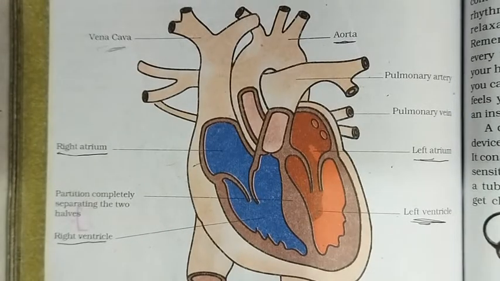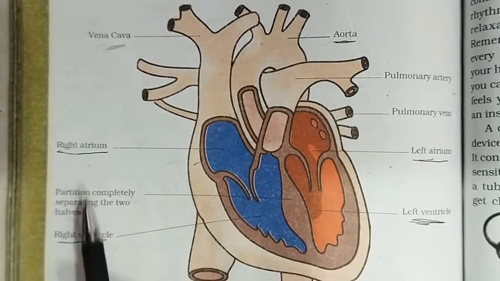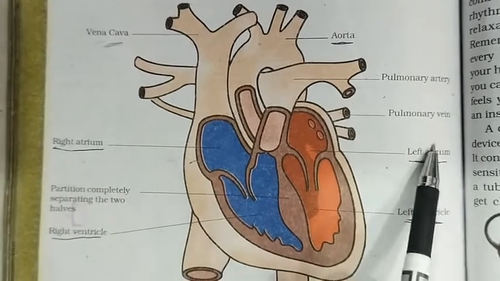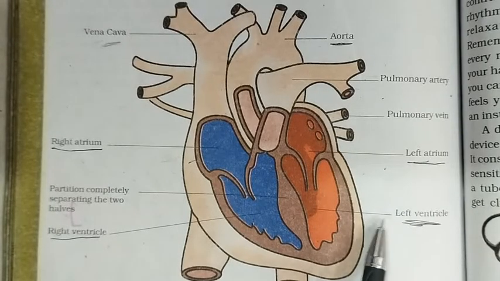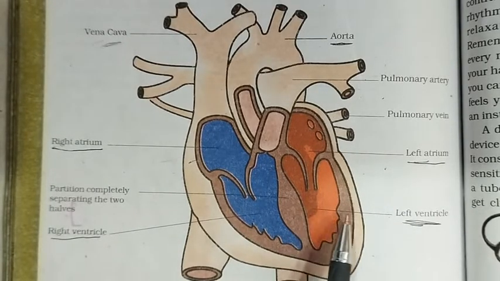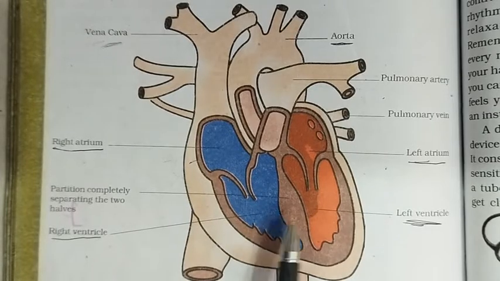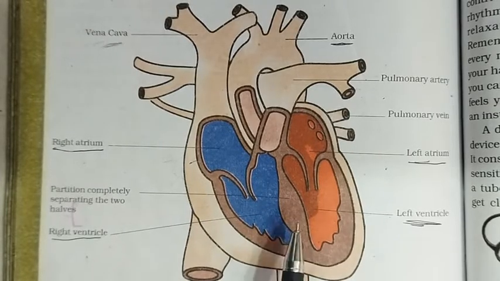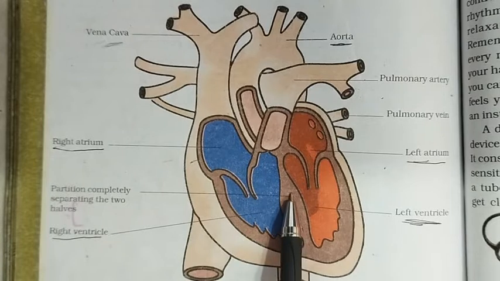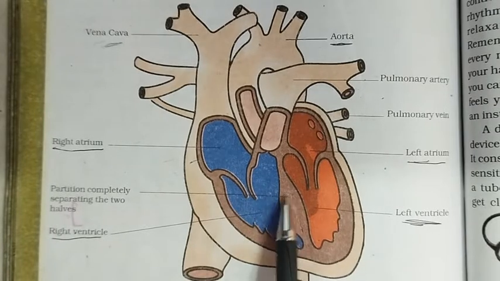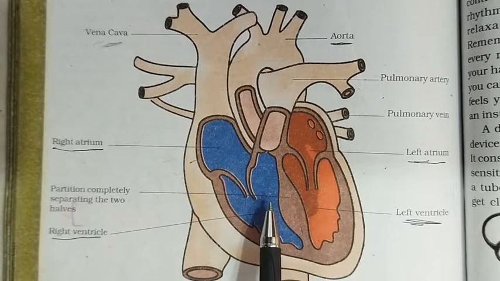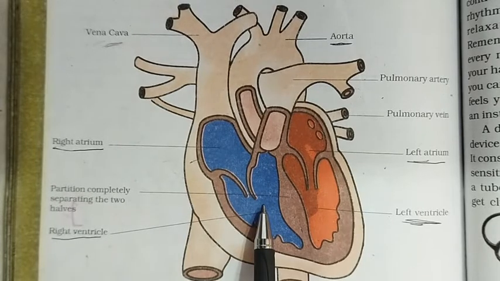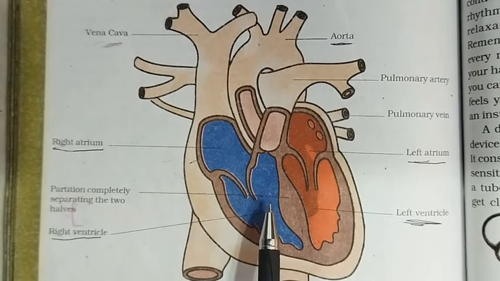The heart has four chambers. What are those four chambers? Right atrium, right ventricle, left atrium and left ventricle. These are called the four chambers of the heart, and these chambers are separated from each other through a partition. This is known as the septum. It prevents the mixing of the oxygenated and deoxygenated blood, means pure and impure blood.